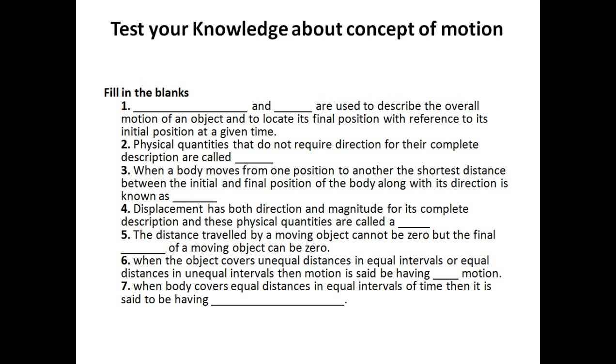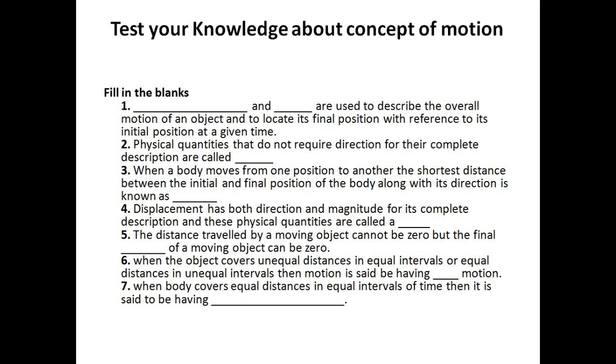Okay, so the first question is: dash and dash are used to describe the overall motion of an object and to locate its final position with reference to its initial position at a given time. What is that called if something is changing its position from one place to another in a given time, with reference to its initial position and final position? If there is a change in the position of the body, it will be distance or displacement. The length covered by the object is known as distance. Okay, and distance occurs in two ways.